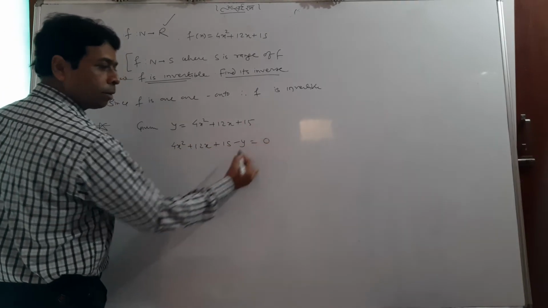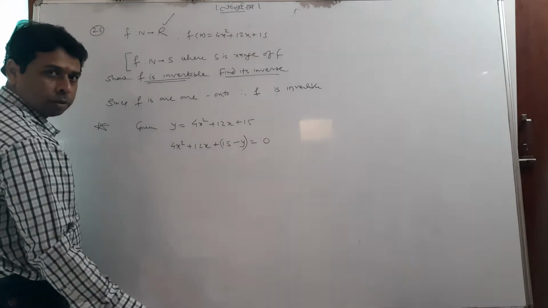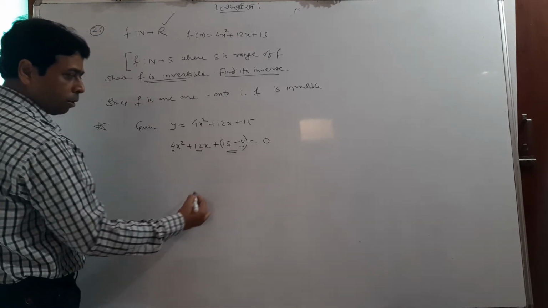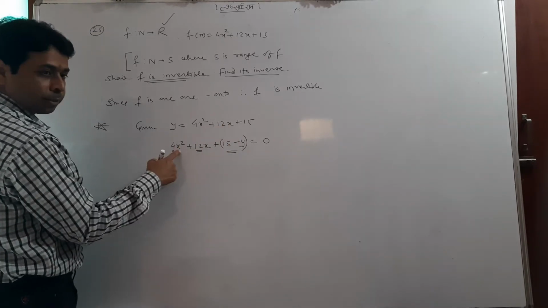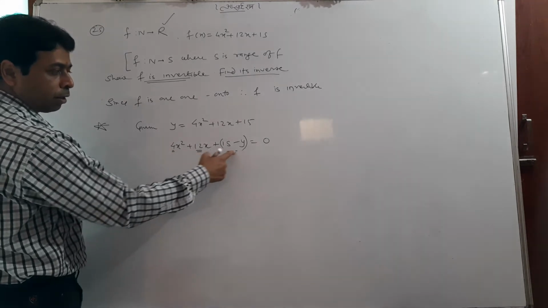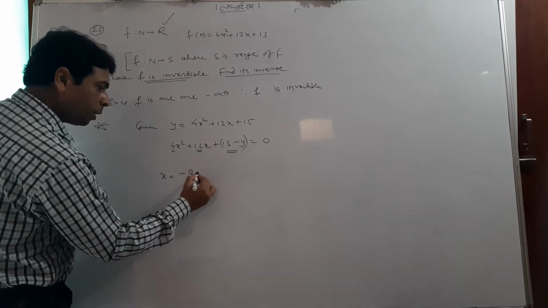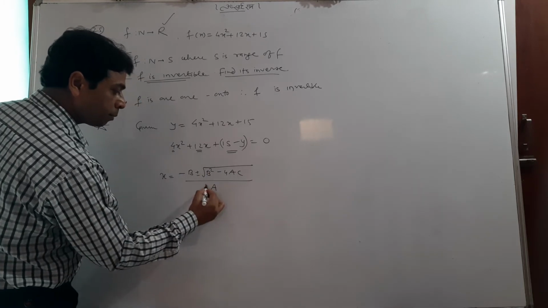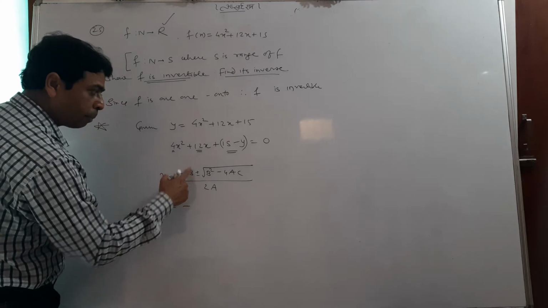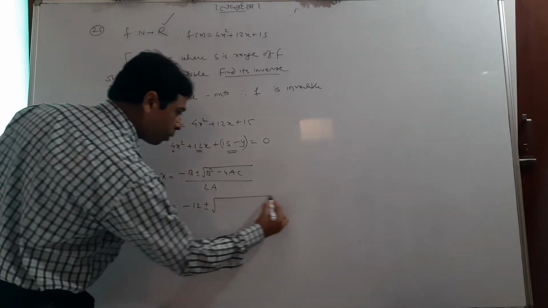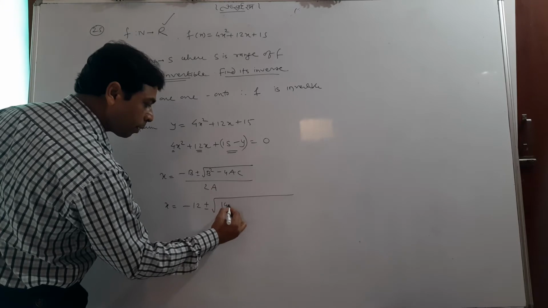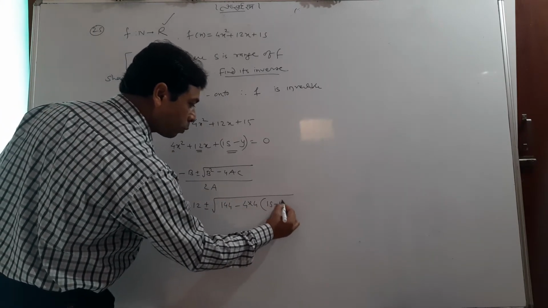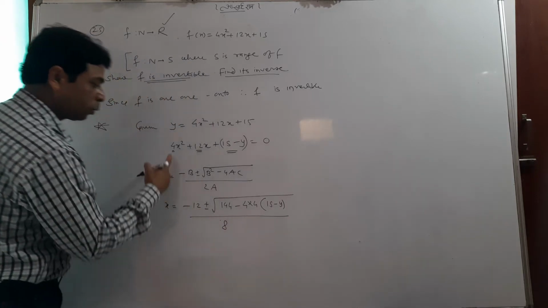Like that. Make a bracket. Now this is your a, b, c. It is a quadratic equation in x. Use x is equal to minus b plus minus square root of b square minus 4ac upon 2a. Go with the values. Minus b, b is 12. b square, 12 square. 4a, 4, c is 15 minus y, upon 2a, 2 fours are 8.